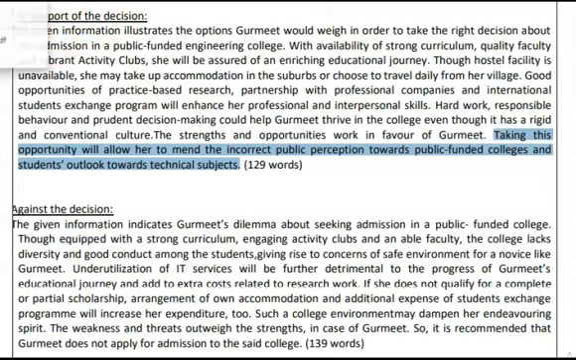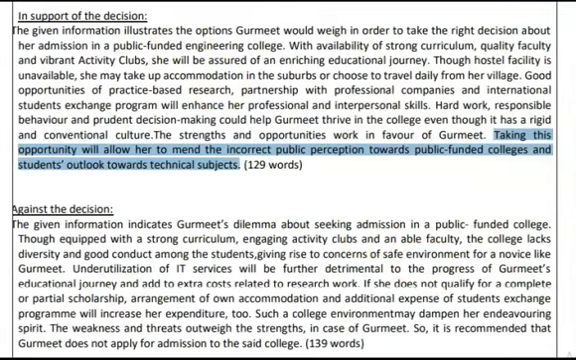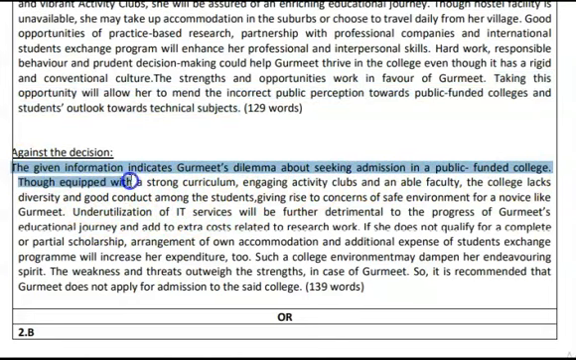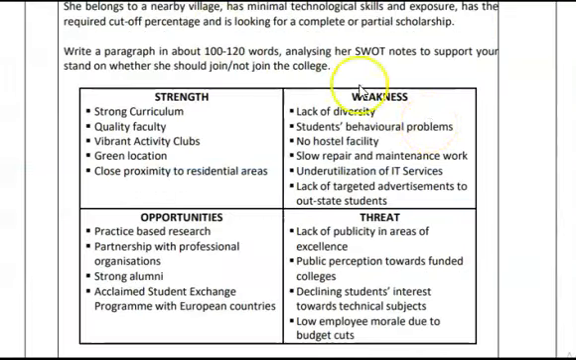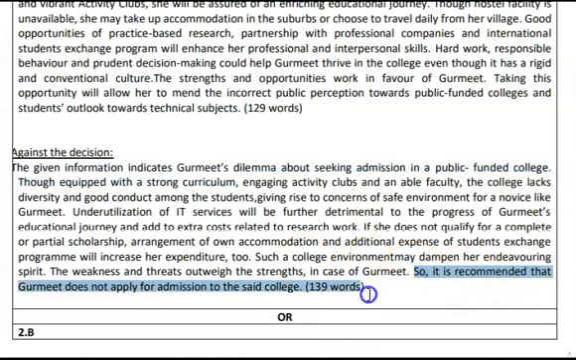Now, once you have understood how it is written, then when we go to the weakness and threat side, these will be here. The given information indicates Gurmeet's dilemma about seeking admission in a public funded college, though equipped with a strong curriculum. So here you have to play down the strengths and then you have to highlight the weaknesses and threats. This is what you have to do. And then the last part: So it is recommended that Gurmeet does not apply for admission to the said college.